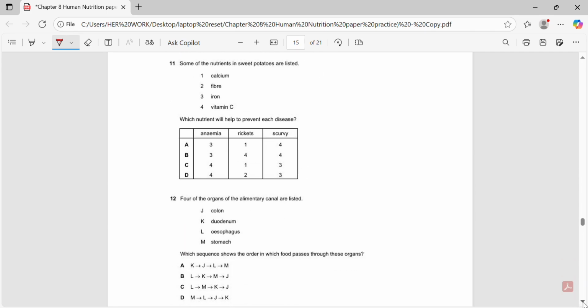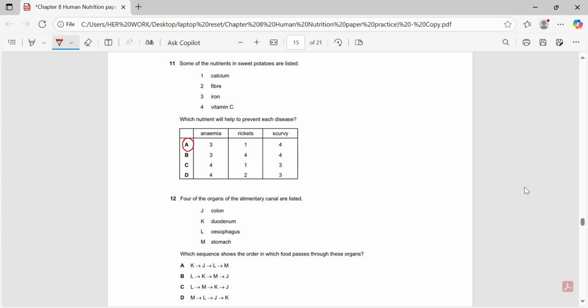We have another MCQ now. Some nutrients in sweet potatoes are listed. 1 calcium, 2 fiber, 3 iron, 4 vitamin C. Which nutrient helps to prevent each disease? So, we match nutrients to the diseases. Iron prevents anemia, calcium prevents rickets, and vitamin C prevents scurvy. And the answer for this is A, 3, 1, 4.